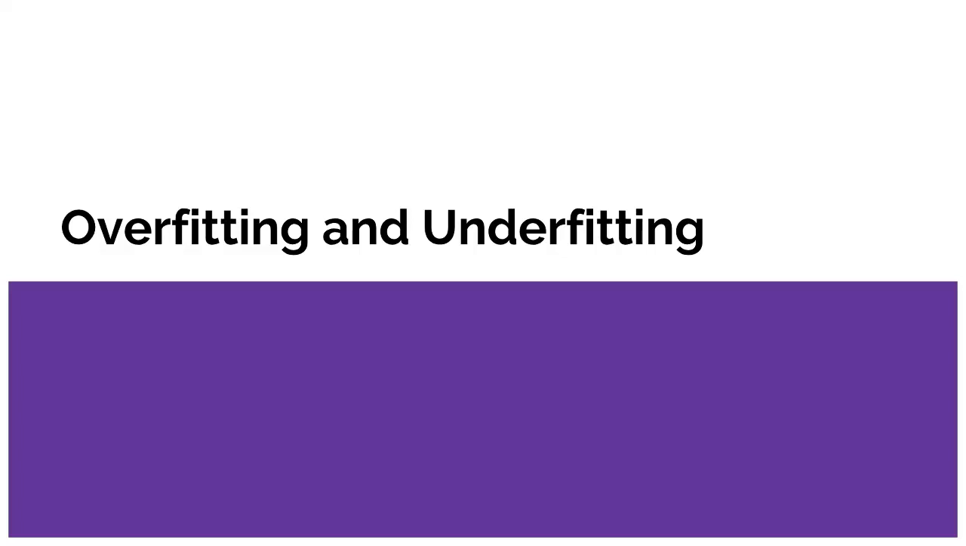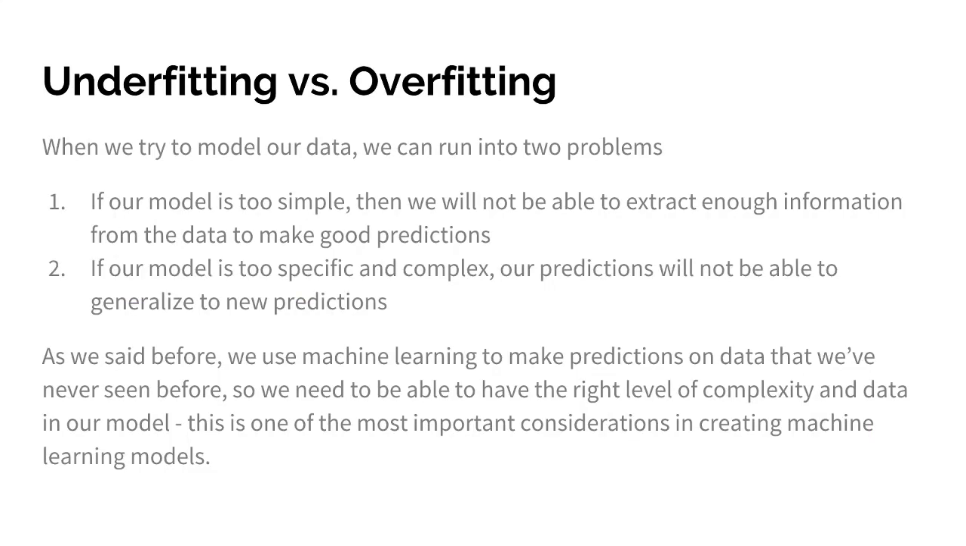So let's talk about one of the most important topics in machine learning, which is how to counter overfitting and underfitting. When we try to model our data, we can run into two problems. If our model is too simple, then we won't be able to extract enough information from the data to make good predictions. But if it's too specific and complex, our predictions won't be able to generalize to new predictions.